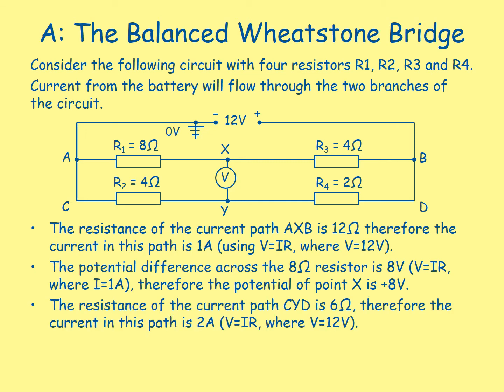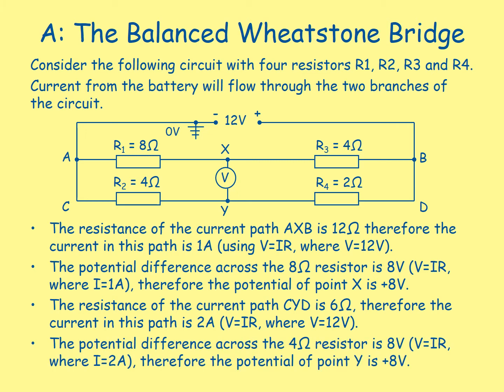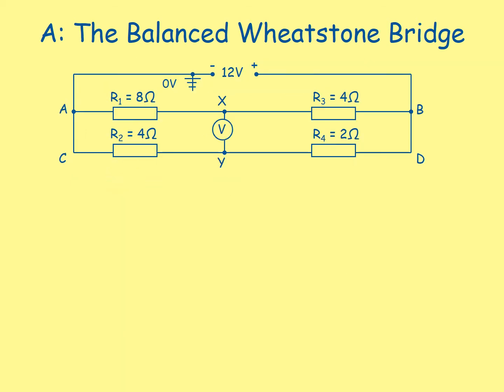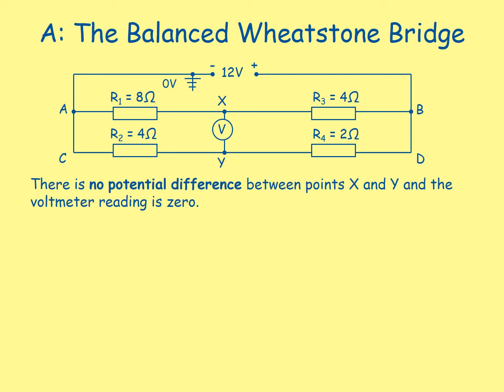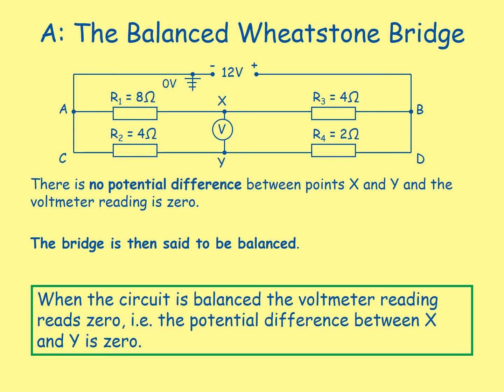The resistance of the current path CYD is 6 ohms, therefore the current in this path is 2 amps, again using V equals IR, where V equals 12 volts. The potential difference across the 4 ohm resistor is 8 volts, V equals IR, where I equals 2 amps this time. Therefore, the potential at point Y is 8 volts. There is no potential difference between points X and Y, and the voltmeter reading is 0. The bridge is then said to be balanced. When the circuit is balanced, the voltmeter reads 0, i.e. the potential difference between X and Y is 0.